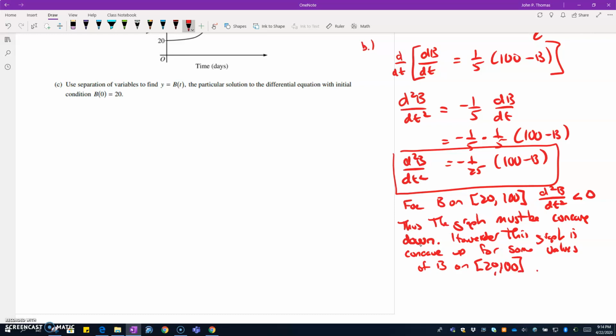So this answers both of their questions. Again, the first one: what is the second derivative? And the last one: why is this graph incorrect? So that's B.